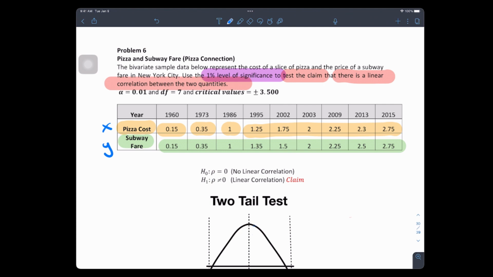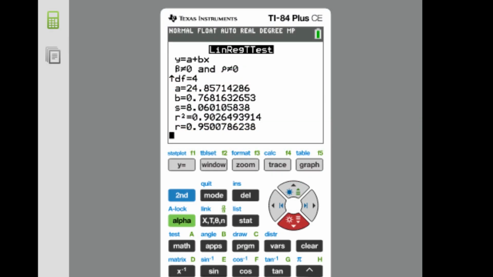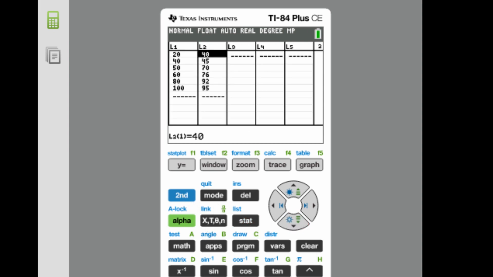Now, we're going to enter that in our TI, okay? Let's do that here. We don't have a lot of time, but let's do that one. Stat, edit. Okay, I'm going to have to clear. Okay, let's enter this information. 15 cents, enter. 35 cents, enter. $1, enter. $1.25. Enter. $1.75. Enter. $2. $2.25. Okay, $2. What's the next one? 125, 175, 225, and then $2.30, and then $2.75. Okay, so you entered the cost of a slice of pizza.